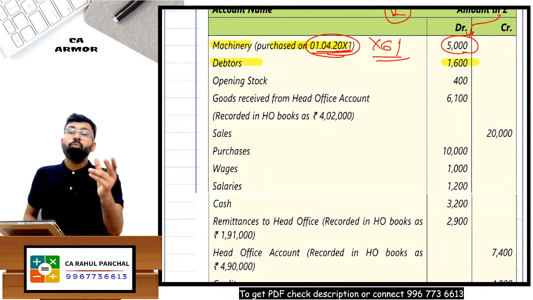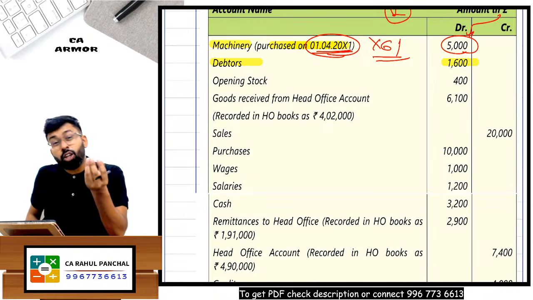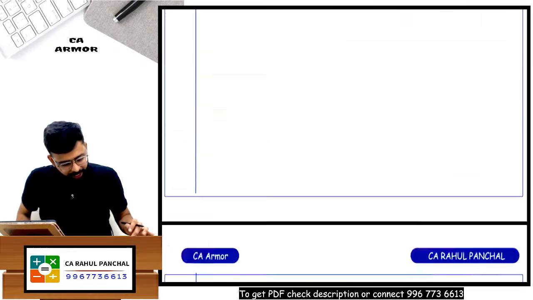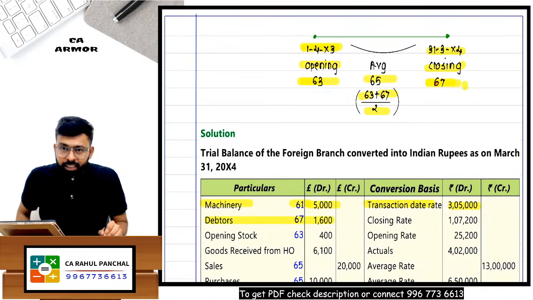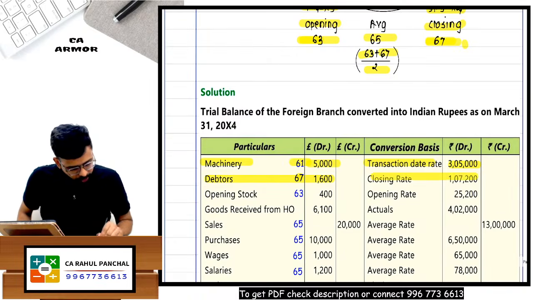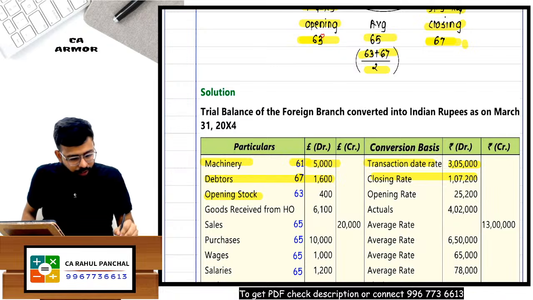Debtors. A debtor is a monetary item. It is appearing in the balance sheet. It is always recorded at the closing rate. So do we have the closing rate? Yes, debtors 1600, we have the closing rate 67. Just multiply with this and you will get this value. Then opening stock is always recorded at the opening rate, and the opening rate is 63. So just multiply this and you will get this answer.